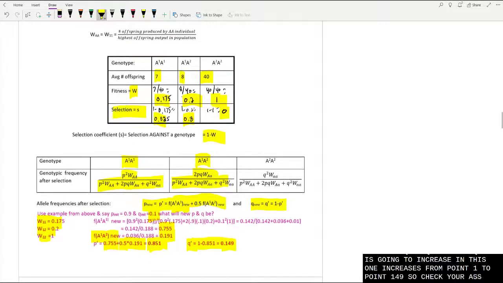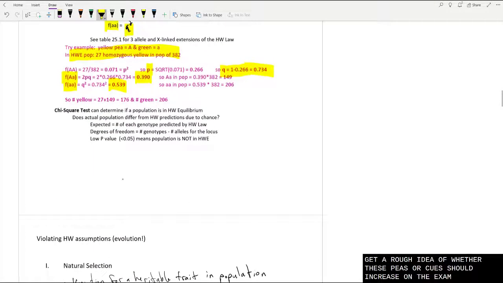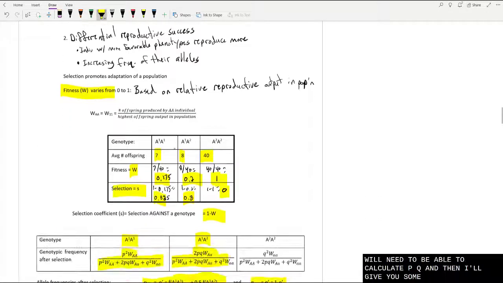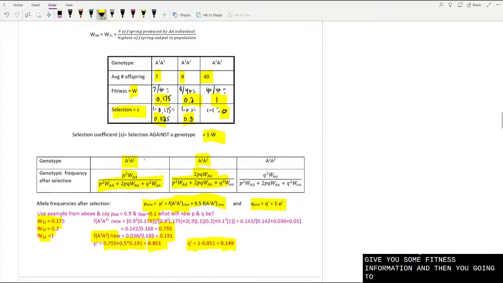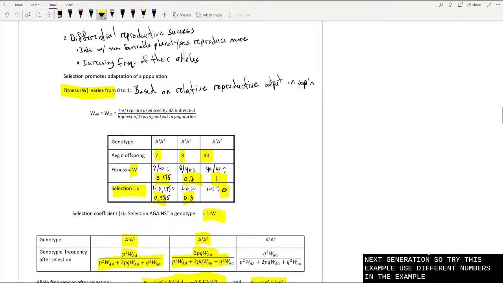So check your answers to make sure you did it right. Based on the fitness, you should get a rough idea of whether these P's or Q's should increase. So on the exam, you will need to be able to calculate P and Q, and then I'll give you some fitness information, and you're going to show how P and Q change in the next generation. So try this example, use different numbers in the example, and so forth.